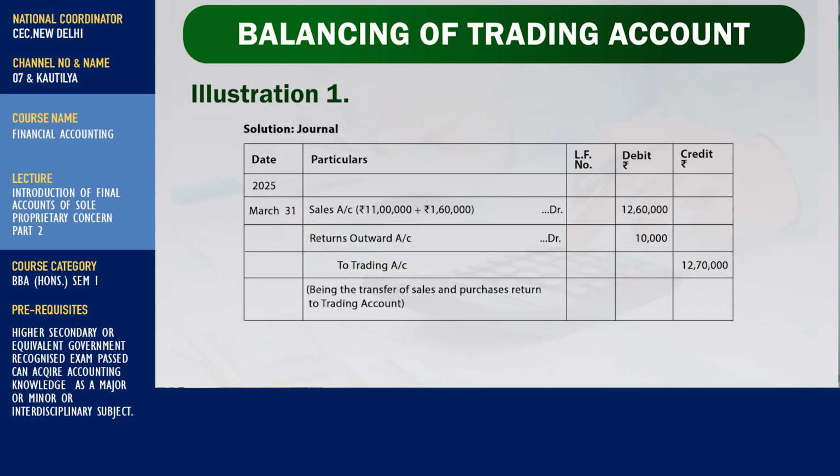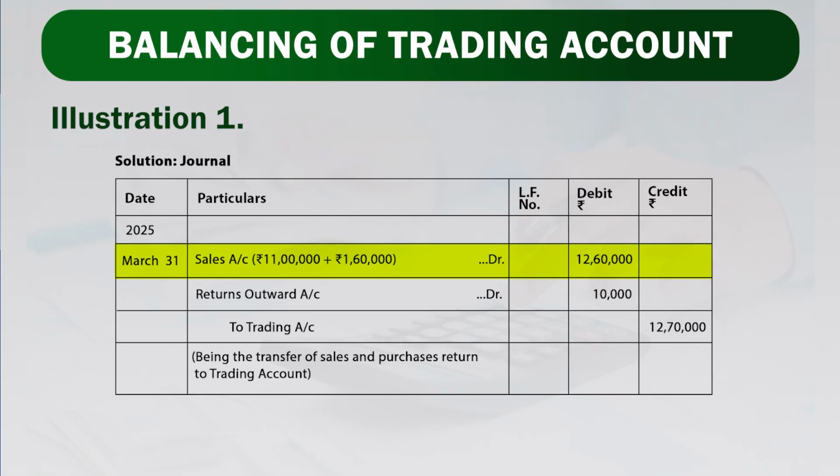Then we will have the information of the credit side. So, sales account will be debited by rupees 12,60,000 because we have credit sales and cash sales. So, 11 lakh plus 1,60,000 comes to 12,60,000 to be taken into account. Return outwards also to be debited 10,000 rupees, and finally, trading account will be credited by 12,70,000, being the transfer of sales and purchase return to the trading account.